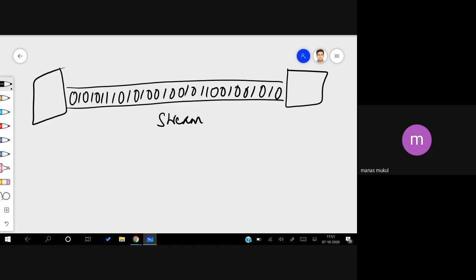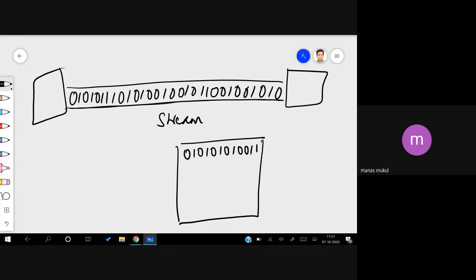But now in C, I told you that a stream is implemented using a file. Now this information that you have can also be easily stored inside a file. Now say I create a file, and in this file I write this 10101010101 this way. Okay.